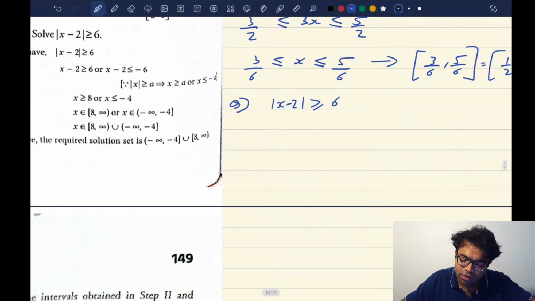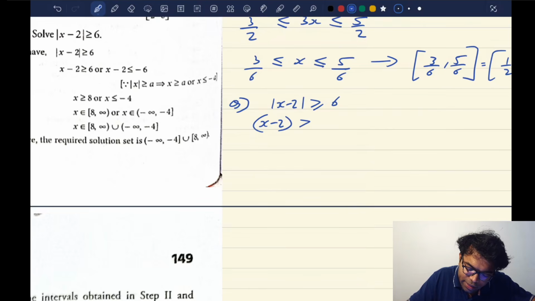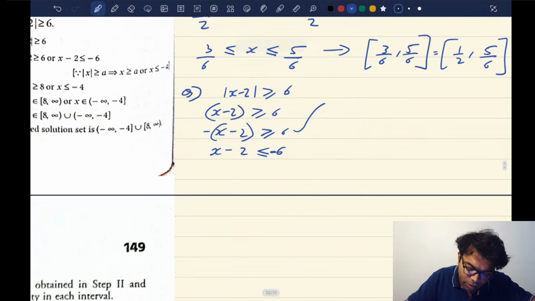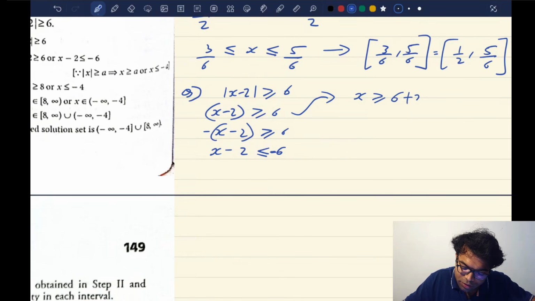Okay. Then you have modulus of x minus 2 is greater than or equal to 6. How will you do this? You will have x minus 2 is greater than or equal to 6, or minus of x minus 2 is greater than or equal to 6, or x minus 2 is less than or equal to minus 6. Okay, so these are the two values. So from here what will you get? x is greater than or equal to 6 plus 2. x is greater than or equal to 8.